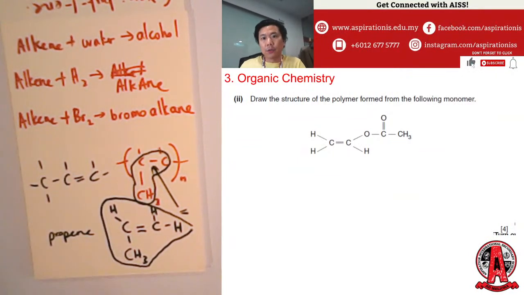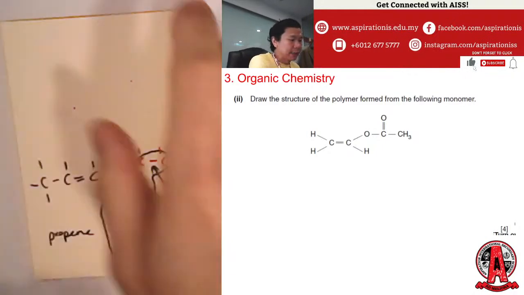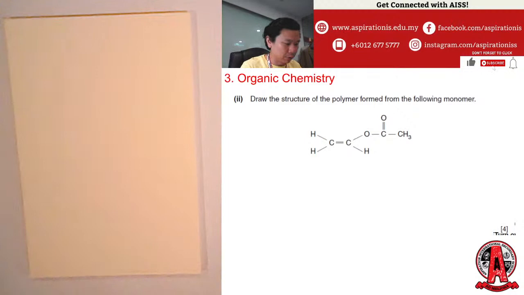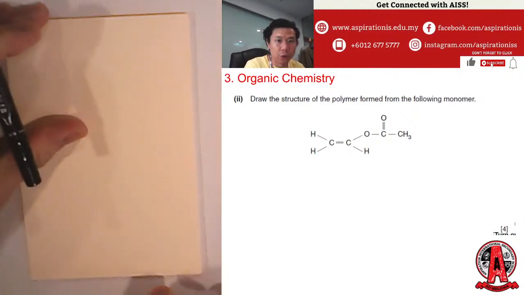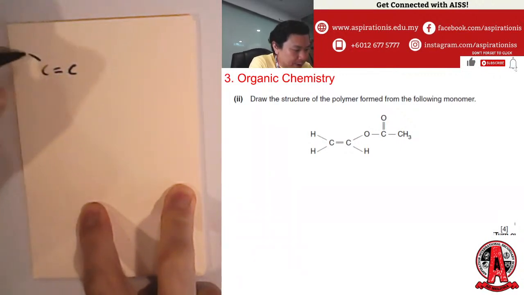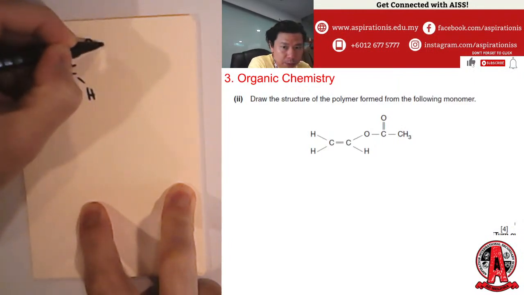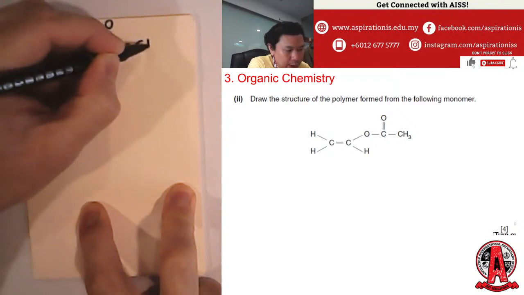Wow, guys. So this is an addition polymerization question. Honestly guys, I haven't seen a more difficult addition polymerization question, and there's no way you can show me your answer in YouTube live. So I'm going to draw it out for you. You just try it out on your own. Now this is the question: C double bond C, H, H, H, O, C, O, CH3.